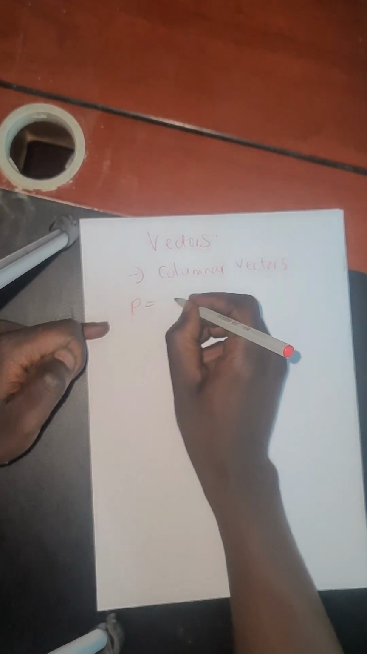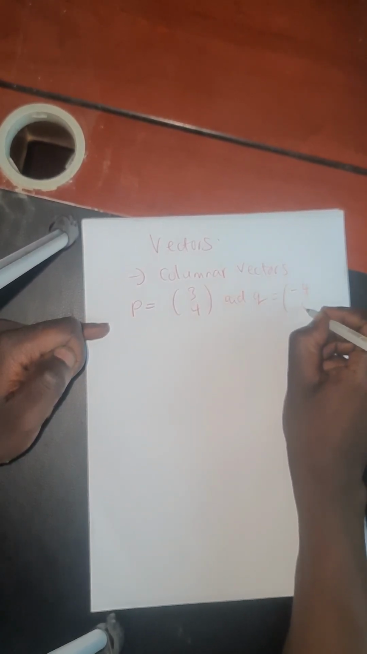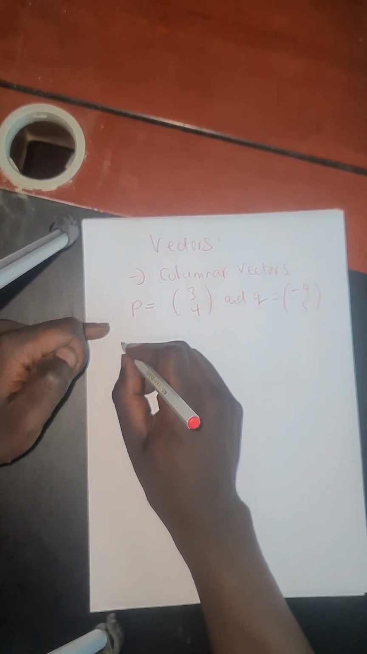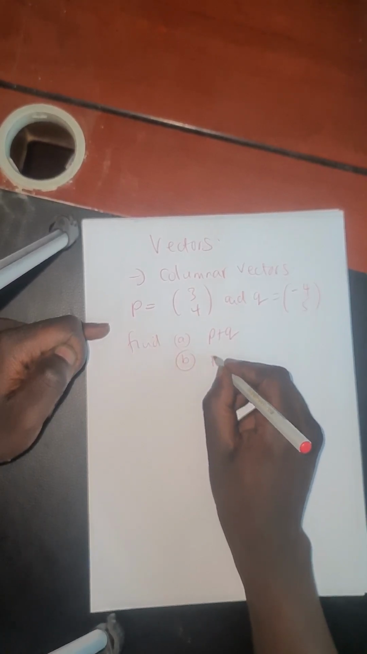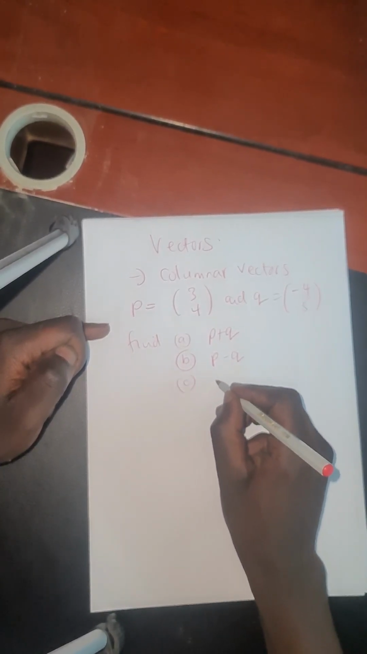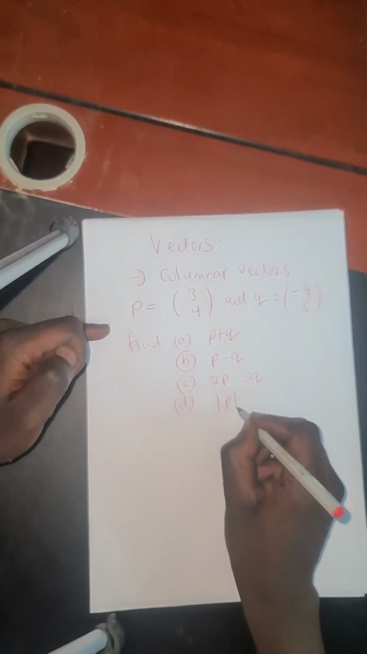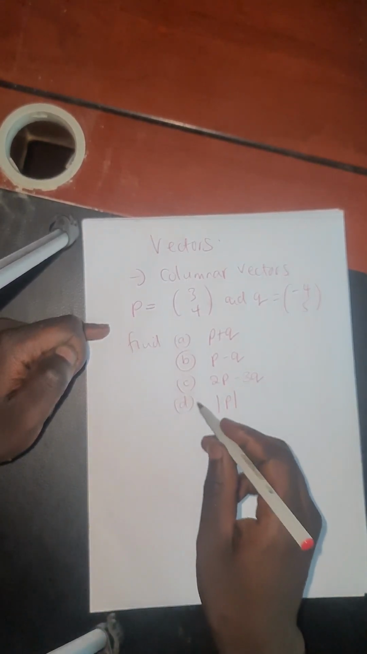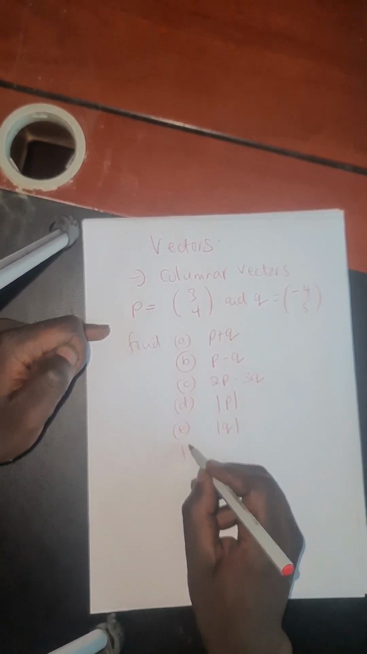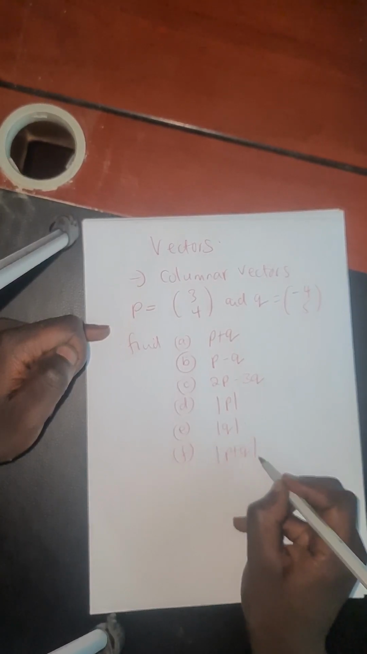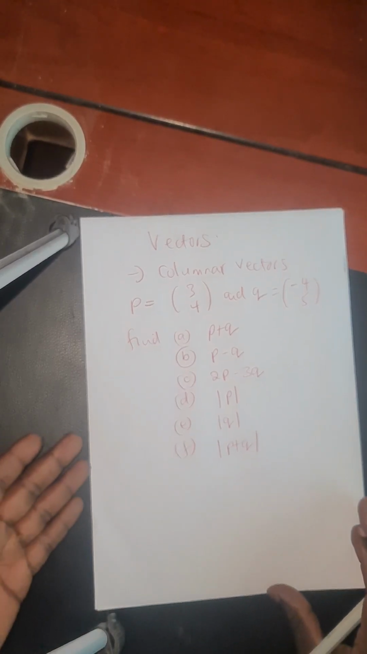So let's say we have P equals (3, 4) and Q equals (-4, 5). And then the question asks you to find A, P plus Q; B, P minus Q; C, 2P minus 3Q; D, modulus of P (we call that modulus, or magnitude); modulus of Q; and then let's say modulus of P plus Q. Now we want to do this together, right? Until you get these things right.